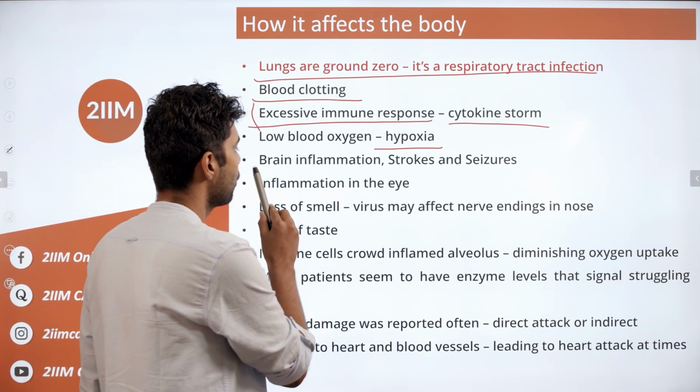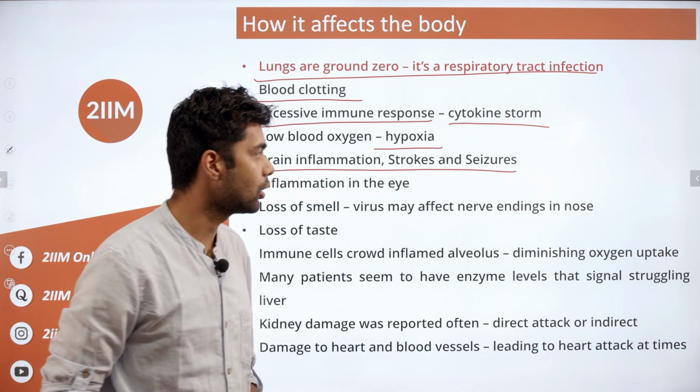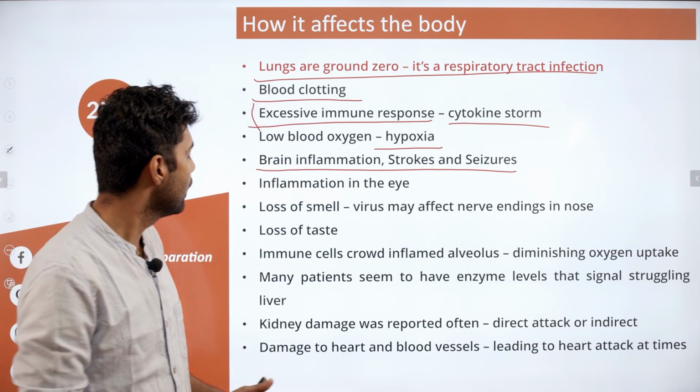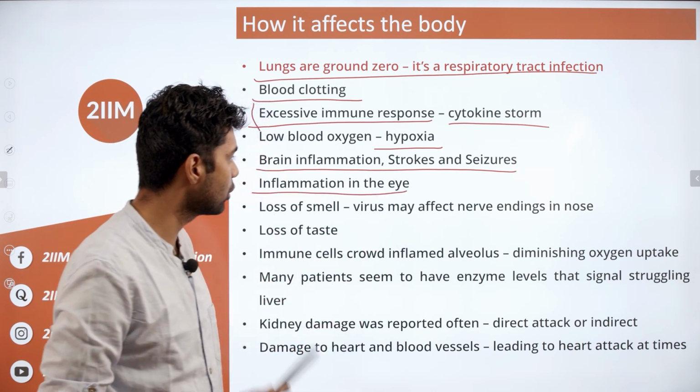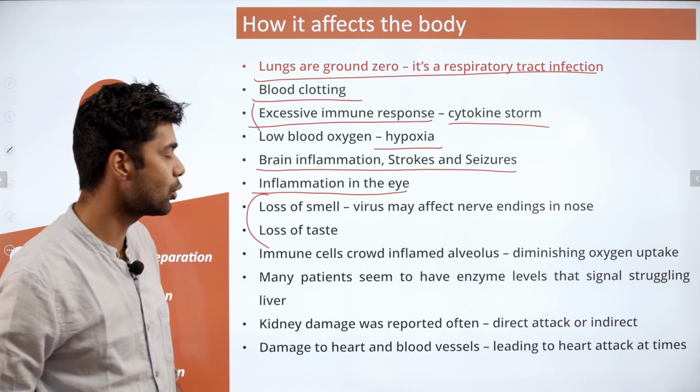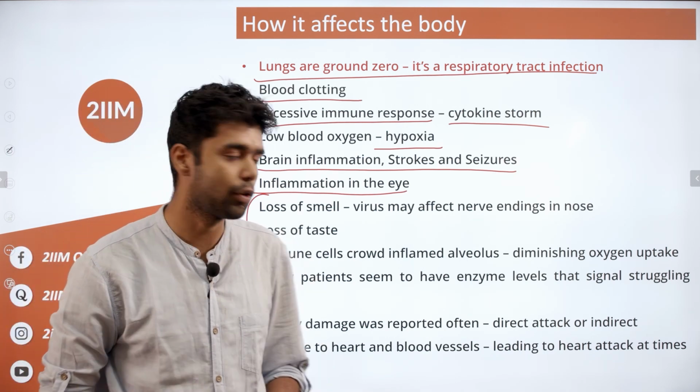Brain inflammation, stroke, and seizure. It is not commonly mentioned, but it is reported in some cases, in extreme cases. Inflammation in the eye is also not commonly reported, but it is there in extreme cases. These are probably the most important, most easily noticeable symptoms for COVID-19.